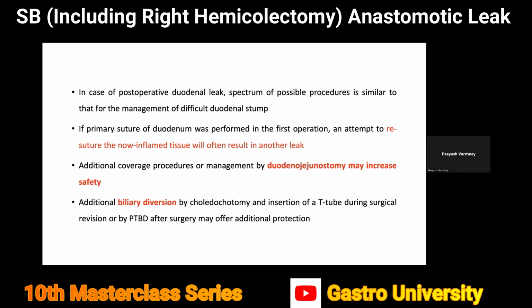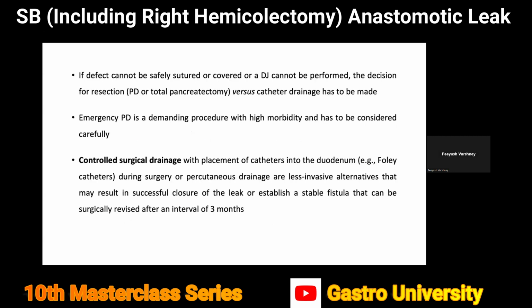If a primary suture of the duodenum was performed in the first operation, then an attempt to resuture should not be made, because there will be a chance of leak subsequently. So other measures should be used as described in the previous table, like a duodenojejunostomy, and additional biliary diversion procedures can also be performed. If all these procedures cannot be performed, then the decision for resection should be taken very carefully, whether it has to be resected or multiple drains have to be put in.